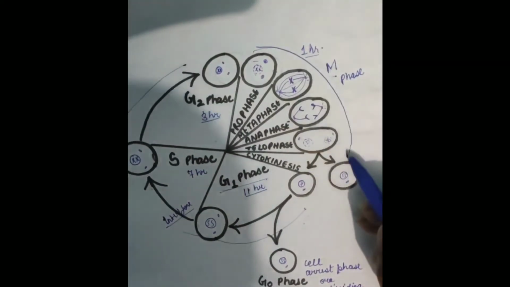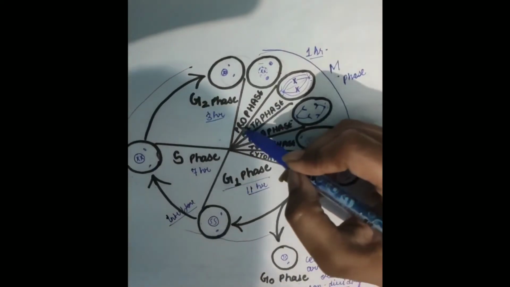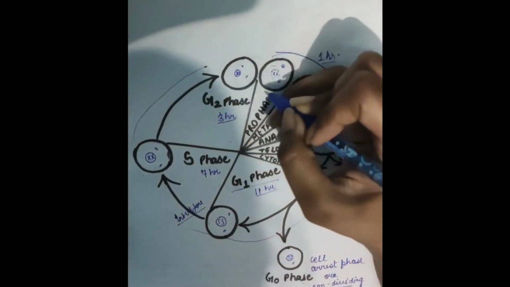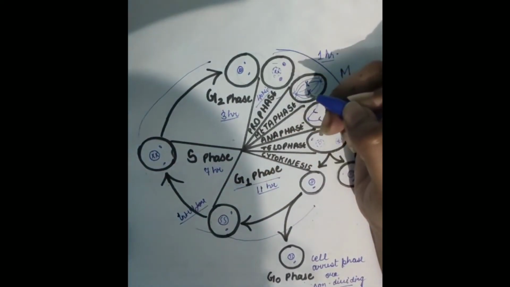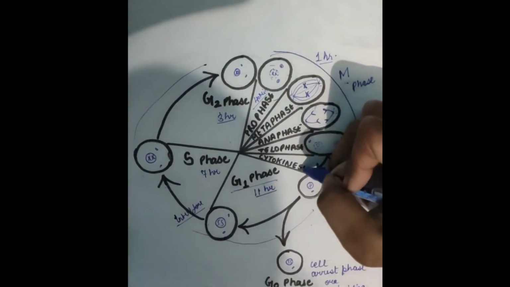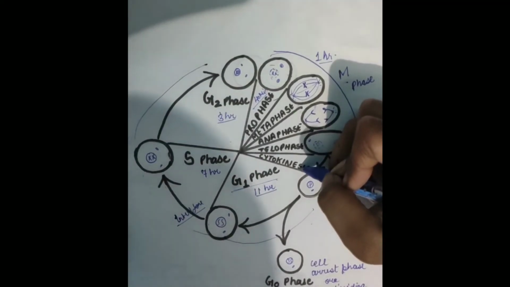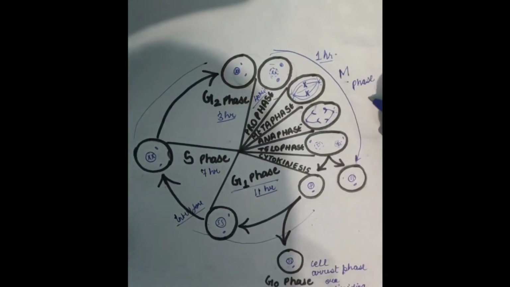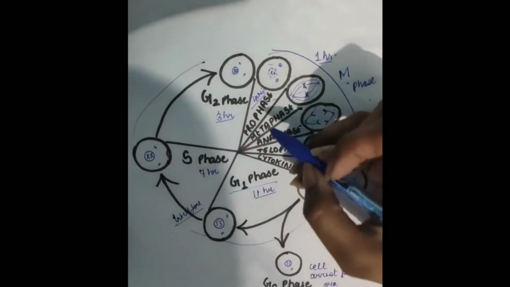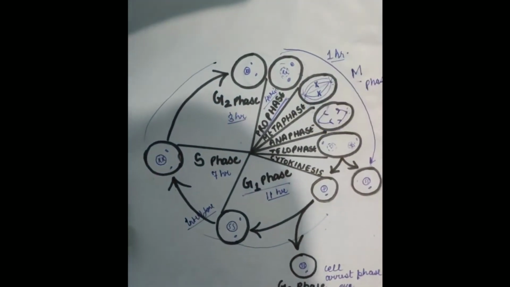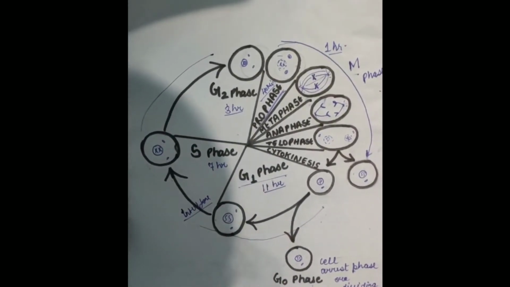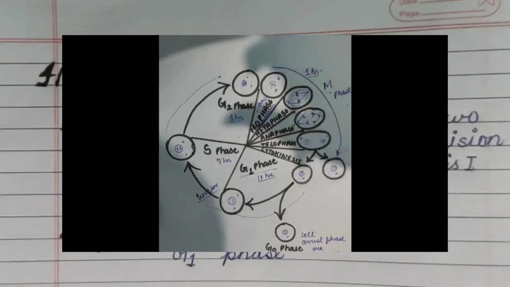Now in the M phase, the prophase takes around 40 minutes, where the rest of the phases take 20 minutes. So we can say that in the M phase, or in mitosis, prophase is the longest phase. Okay, so that is the complete cell cycle which we are going to discuss.